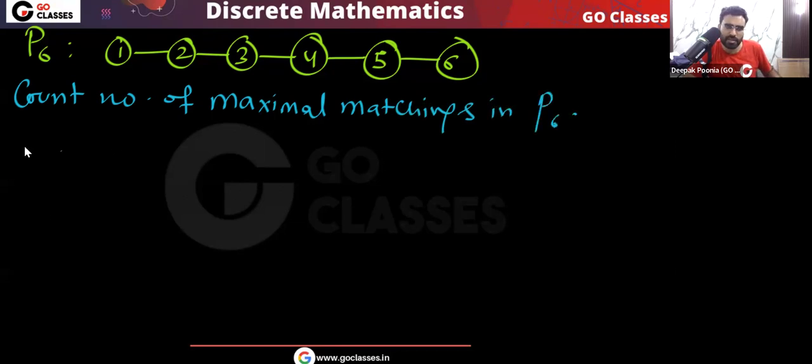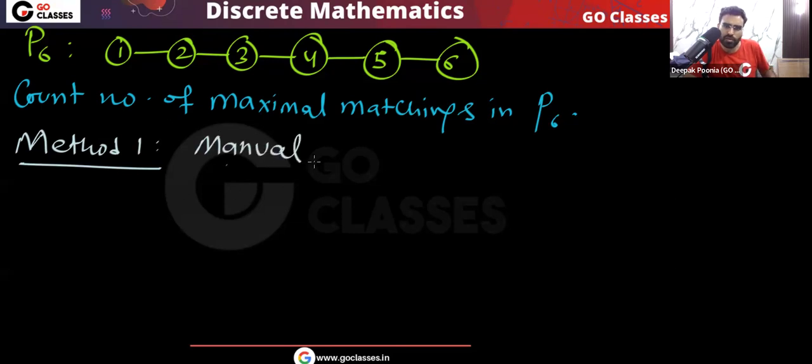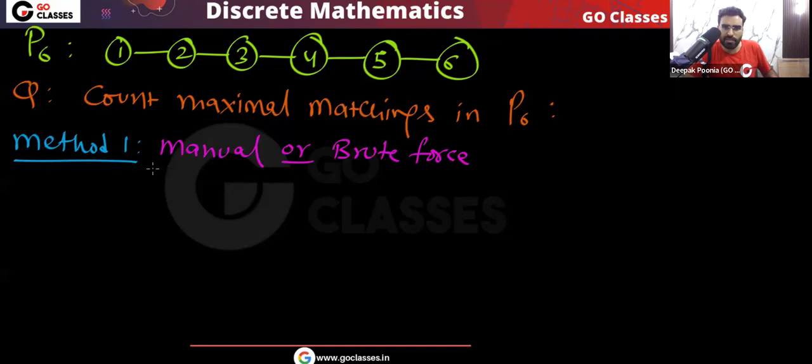So what is method number 1? That is manual, or I can say brute force. You can say manual method, or you can say brute force. Basically, nothing smart. You just do it manually. So let's solve it using brute force. Even in this manual method, let's go in a systematic way.